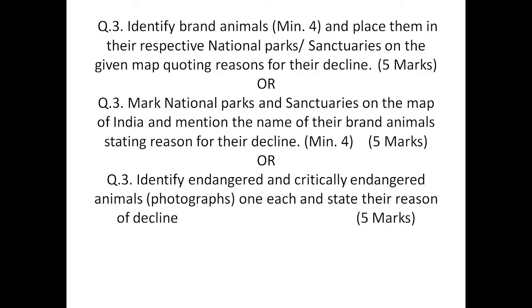In your theory, the reason for the decline is mentioned. That also you have to write. Now in question number 3, you will be given any animal. It may be endangered or critically endangered. You have to identify that particular animal and its status. We expect the student to know the name of that animal along with its scientific name. You must know the status, whether the animal is endangered or critically endangered, and after that you have to write the reason for their decline.